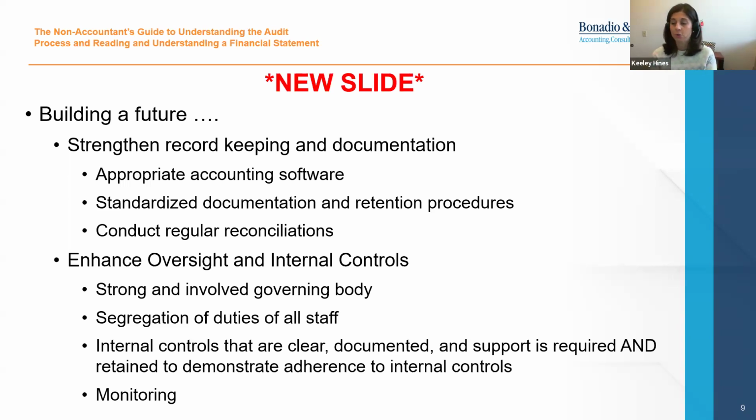You want to ensure that you have enhanced oversight and proper internal controls. So it's really critical to have a strong and involved governing body. Everybody should really seek out having someone with some accounting knowledge and skills and expertise on the board. It's helpful to align with one or more of those individuals so that they can help speak that language, ask the right types of questions. And then you want to ensure that internal controls are adequate to allow for segregation of duties of all staff.